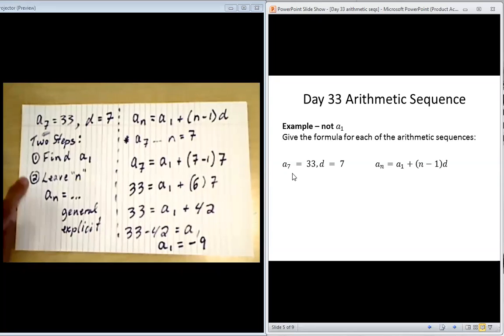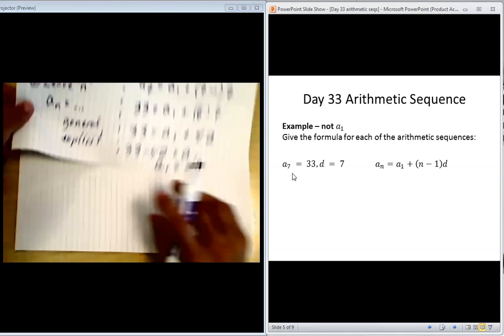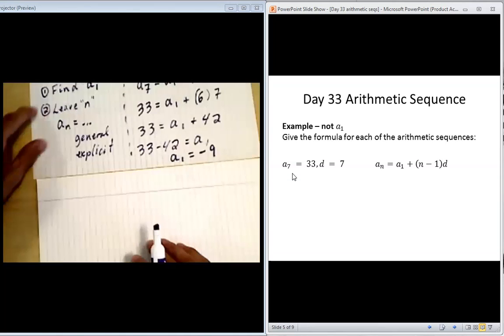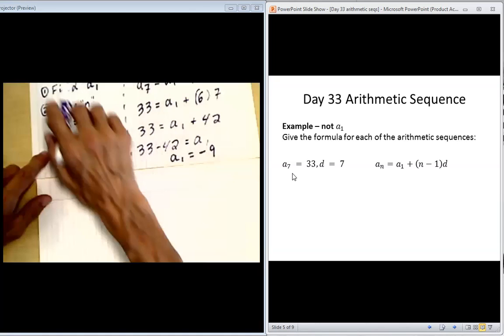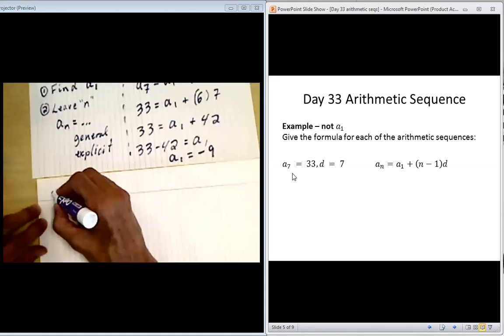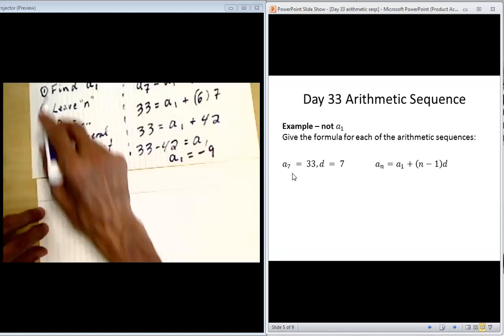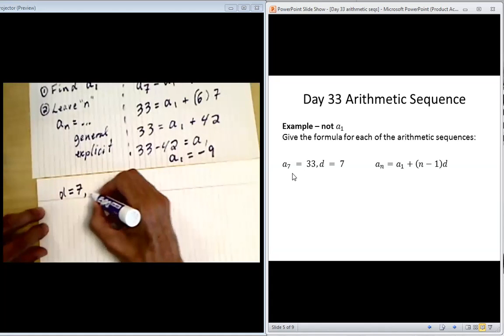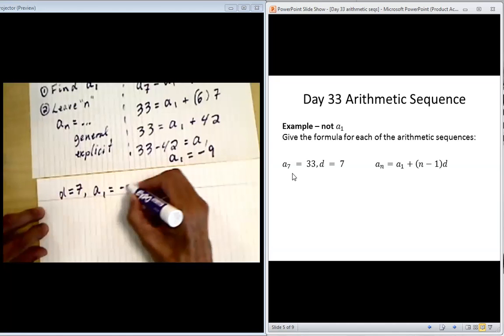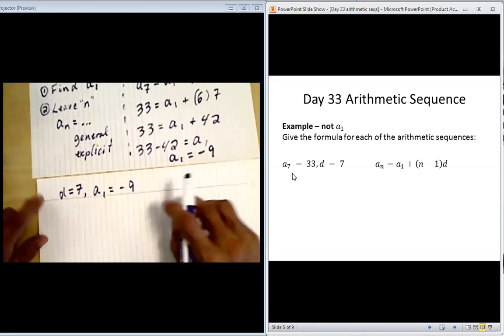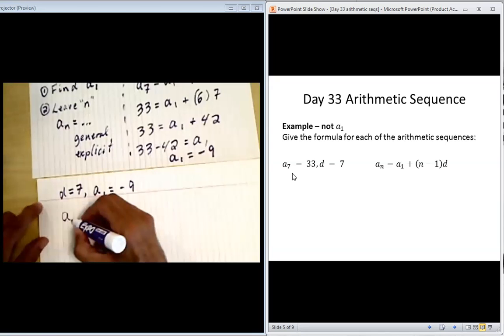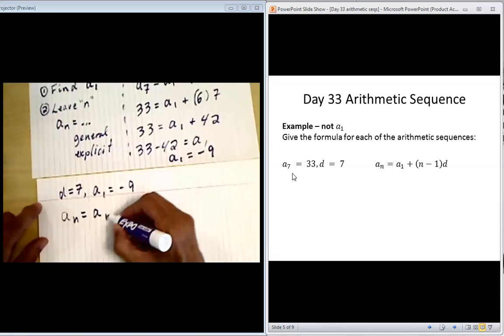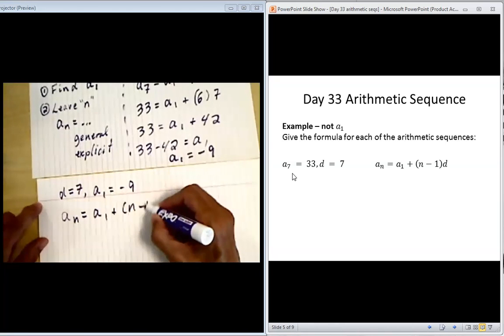And we can use that in part 2 now, okay? So we go back. We got all these values in the beginning. We had A7 is 33, that's true, we used that. We had D is equal to 7. A1 is equal to minus 9. This is all we need to get the general formula now. A1 plus n minus 1 times d.